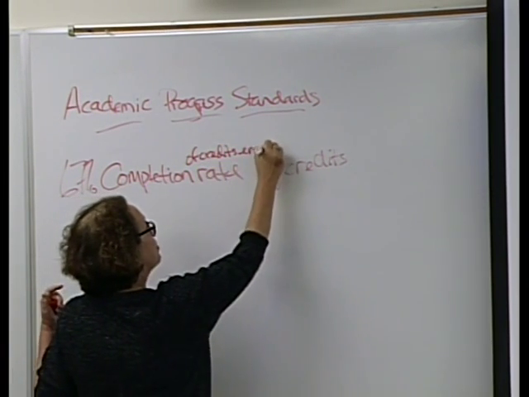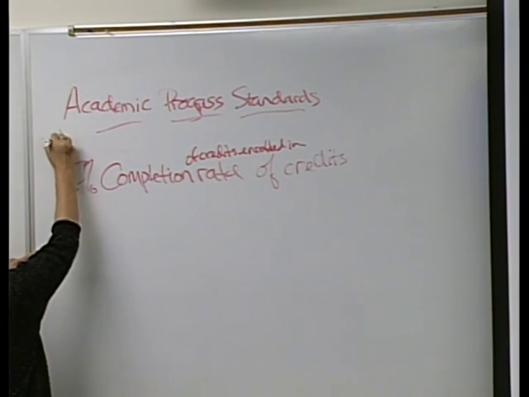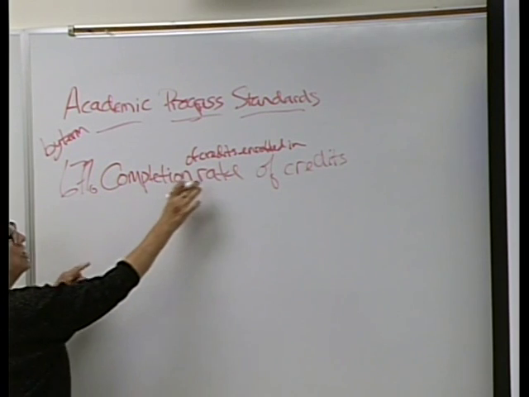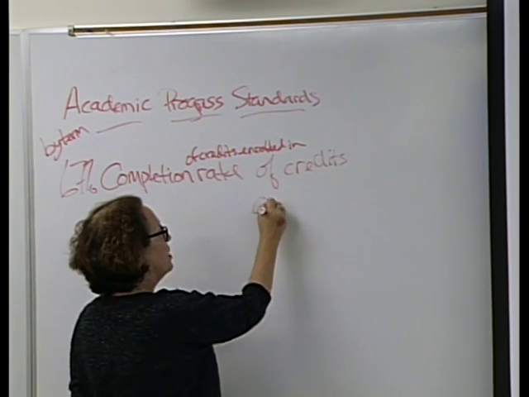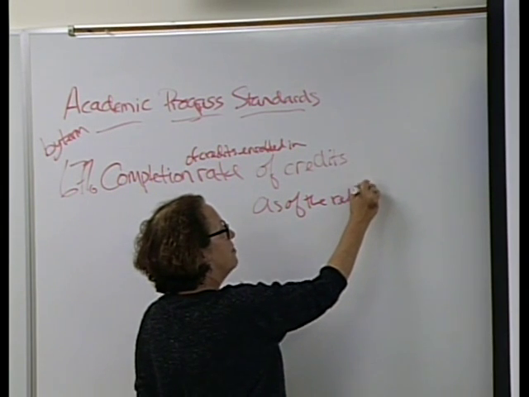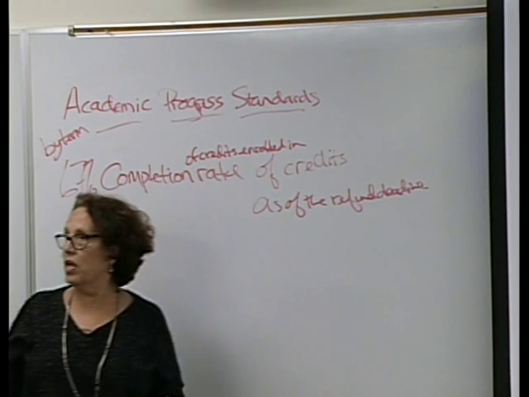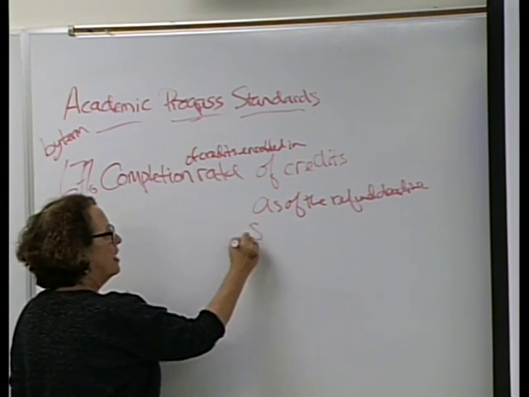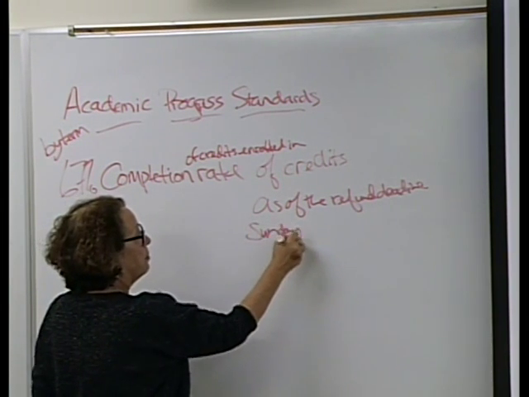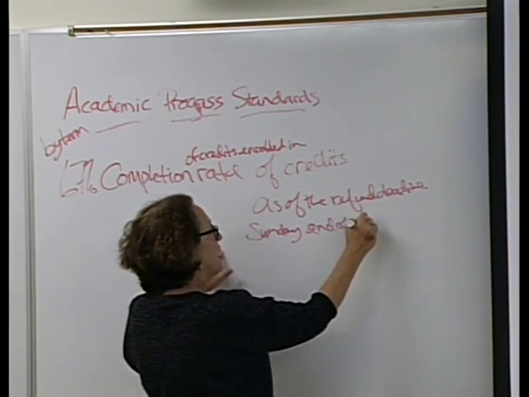Yeah, it's by term. So the academic is each term, but it's enrolled in as of the refund deadline. And when's the refund deadline? Sunday midnight. Sunday at the end of week 1 at midnight. So Sunday, end of week 1, and this is really important.